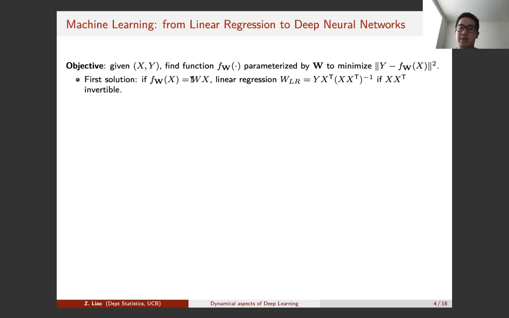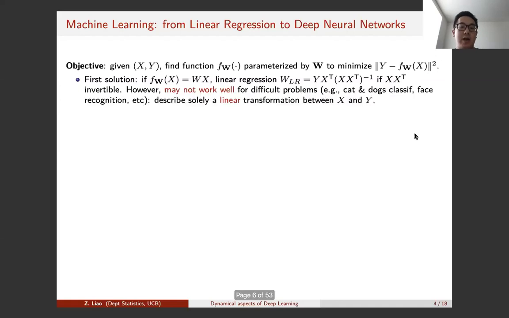So the first solution is a very simple linear model. This F is just a linear function of the input X, so some matrix W times X. And this gives us the explicit linear regression solution given by this W, if it is invertible. However, the problem is that this linear regression solution is, in general, not good enough, in the sense that it may not work well for difficult problems such as image classification and face recognition, because it only describes a linear transformation and relation between the input and the target.